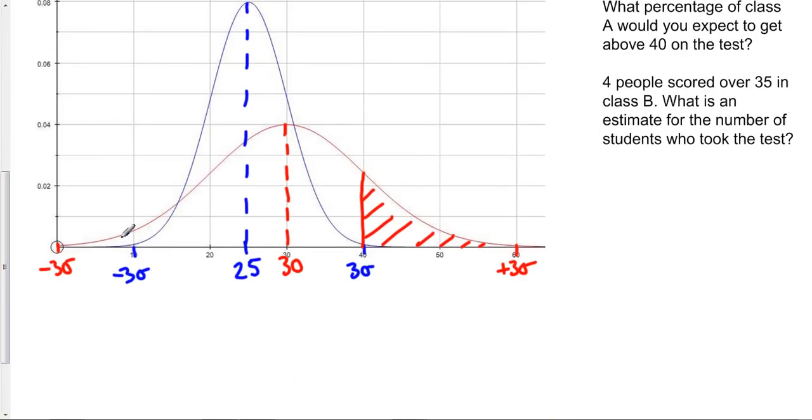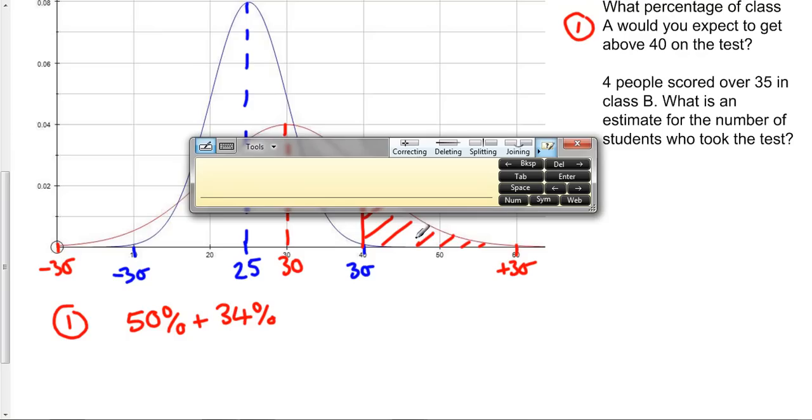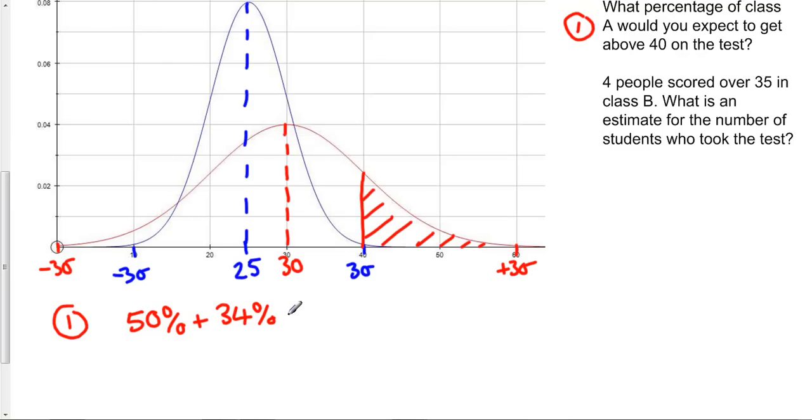Now a quick easy way is that below halfway should be 50%. So if we call this question 1, well, it's going to be 50% because that's everything below 30, plus this section here, which is 34%. Ignore that, my apologies. So that gives us a total of 84% below 40, which means that the expectation is that we would get 16% above 40. That's a prediction based on the idea that the test scores are normally distributed.